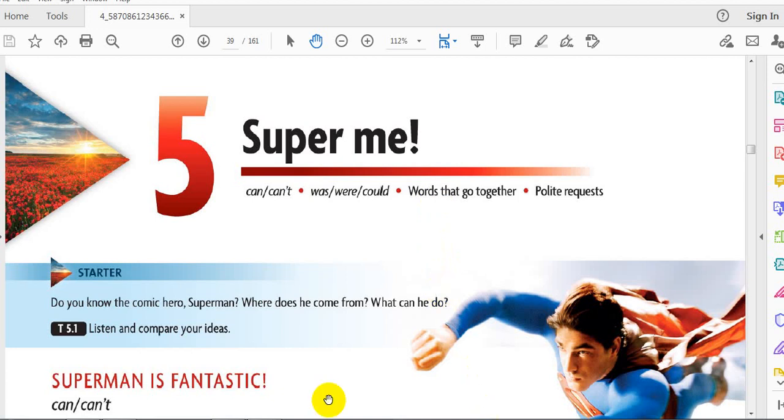Before we start this unit, I would like to tell you that we are taking the thuluth, a third of the book. And the word thuluth is the same in the two languages, Arabic and English. So thuluth means thuluth.